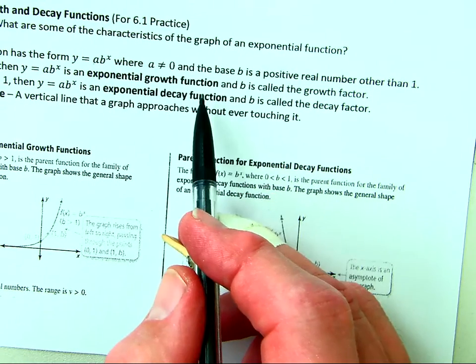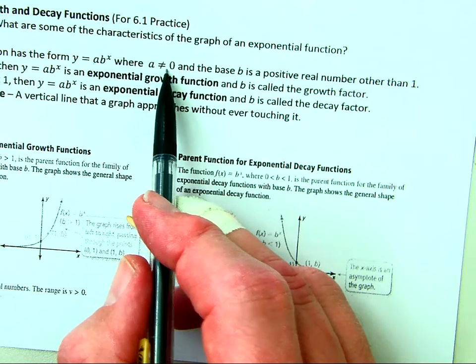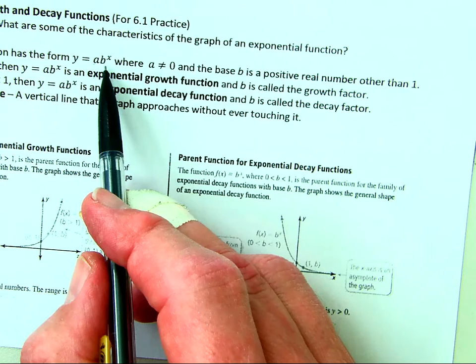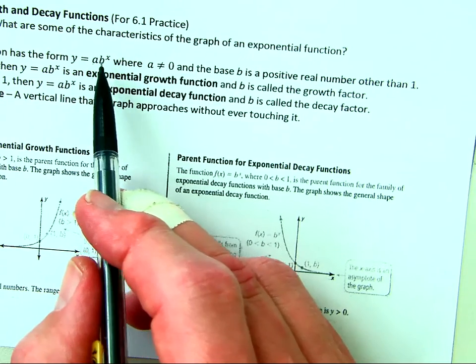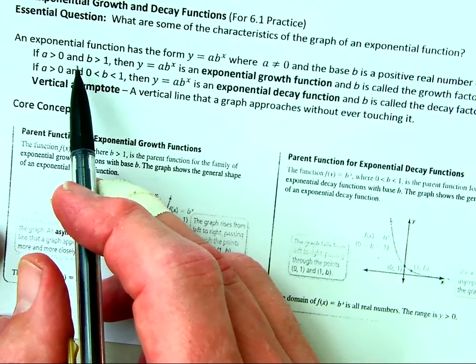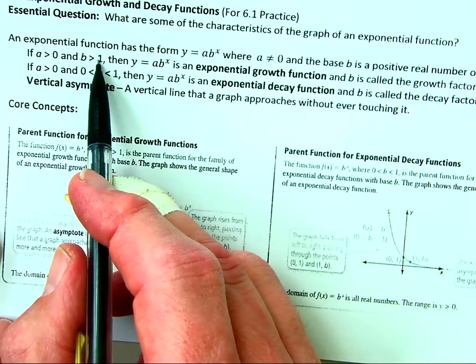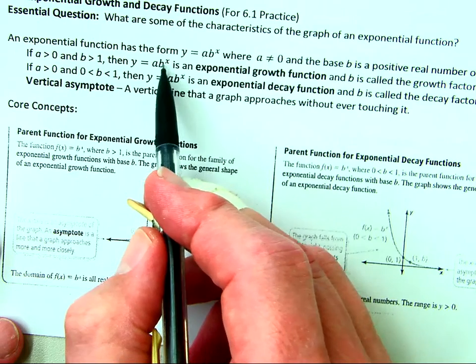Now on these, a is always a number, it can't be 0. B is always positive, and it can't be 1. So this base is always positive. So if a is positive and b is greater than 1, then it's an exponential growth. So what you want to really do is look at b.